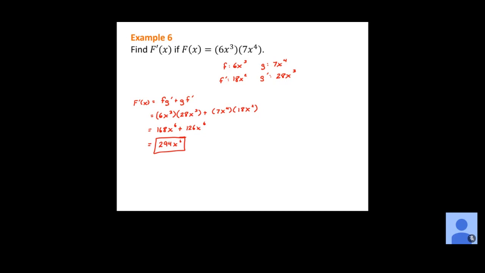So that's an example of our product rule. Okay, so again, anytime you've got the product of two functions, identify the f, identify the g, find the derivative of each, and then you're just going to plug into the formula f times g prime plus g times f prime, and always simplify whatever you can. Any questions on that one?